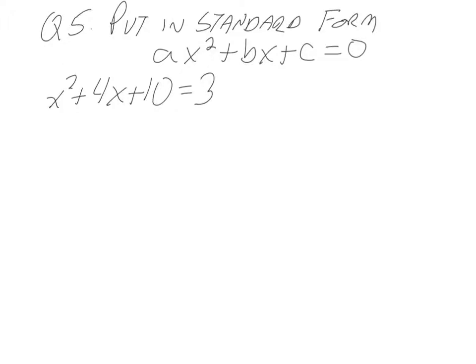This one we want to put in standard form. Your answer was no solution. It wasn't asking you to solve, it was just asking you to put it in as ax squared plus bx plus c equals 0. So we'll subtract 3 from both sides, and we'll get x squared plus 4x plus 7 equals 0 would be the correct answer.